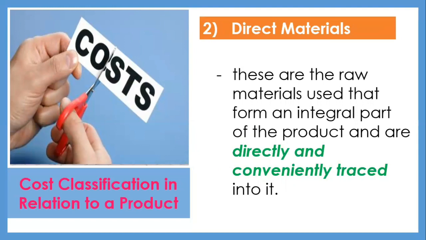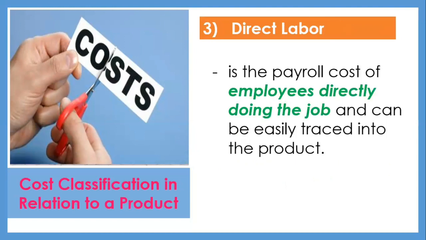What I mean about this is that if we say direct materials, these are the materials that are directly related in the manufacture of a certain product. And next we have direct labor. If we say direct labor, it is the payroll cost of employees directly doing the job and can be easily traced into the product. So what do we mean about this is that if we say direct labor, these are the labor or the employees who are directly involved in the manufacture of a certain product.